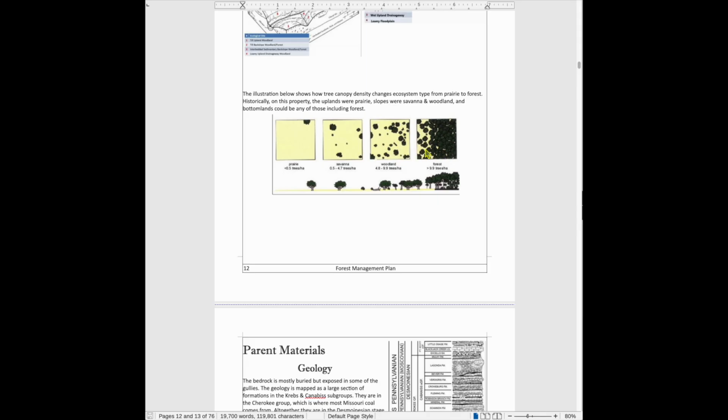And it's a gradient. We can see that one might call this a forest here. And so as it gets more open, it becomes more woodland. As it becomes more open, it becomes a savanna. And then eventually, no trees, it becomes a prairie.